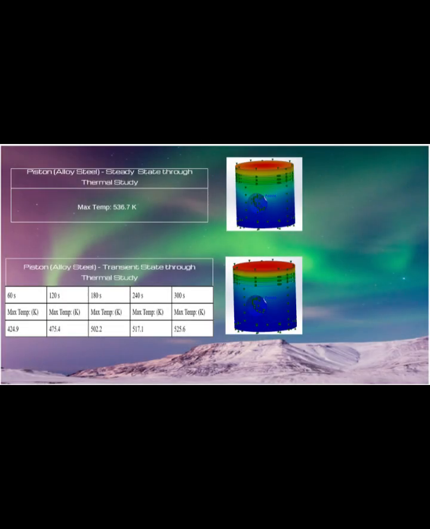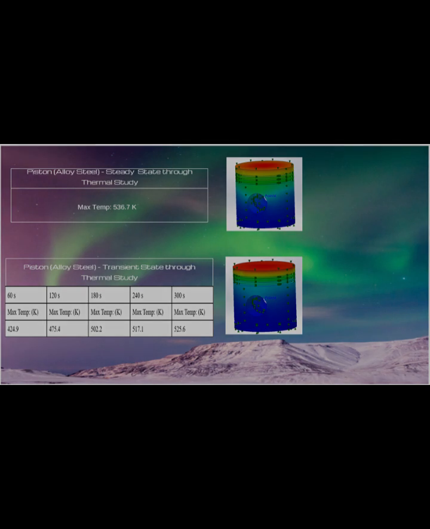The last section is the thermal analysis of the piston, both at steady state and transient. Using a convection coefficient of 293 watts per square meter per Kelvin, the ambient temperature for the top face was set to 1,193 Kelvin, with all other exposed surfaces having an ambient temperature of 293 Kelvin. The max steady-state temperature was 536.7 Kelvin. The transient analysis gave 525.6 Kelvin after 300 seconds.